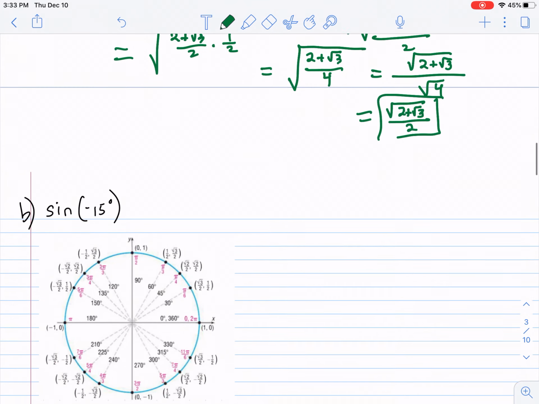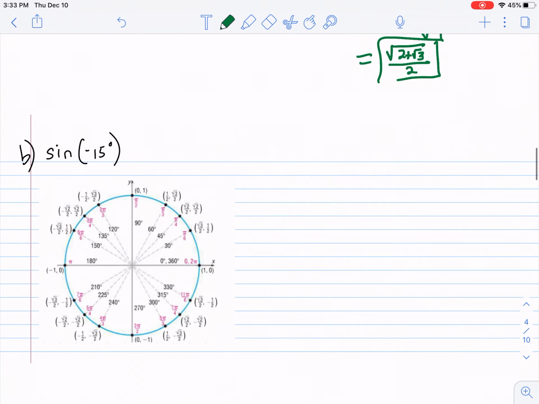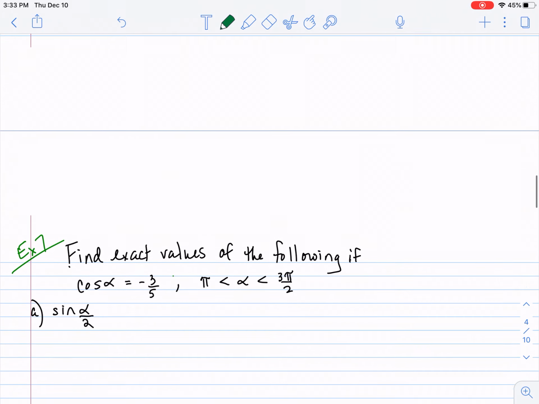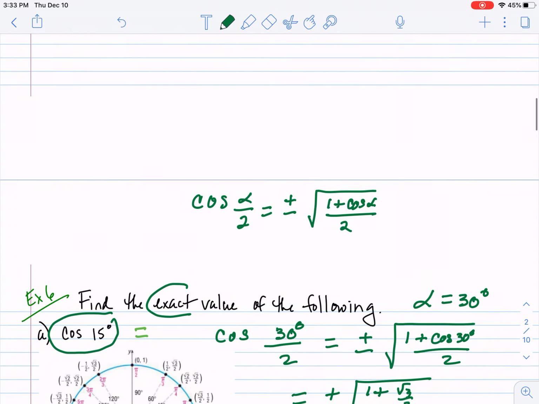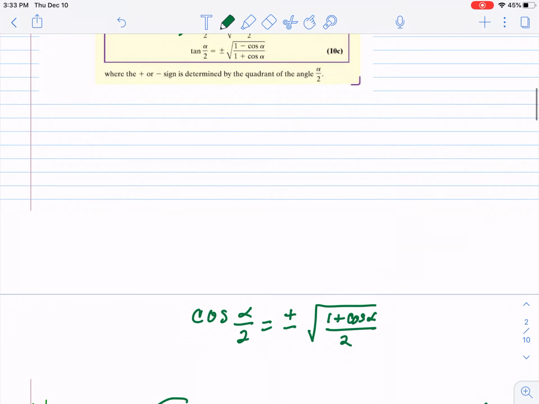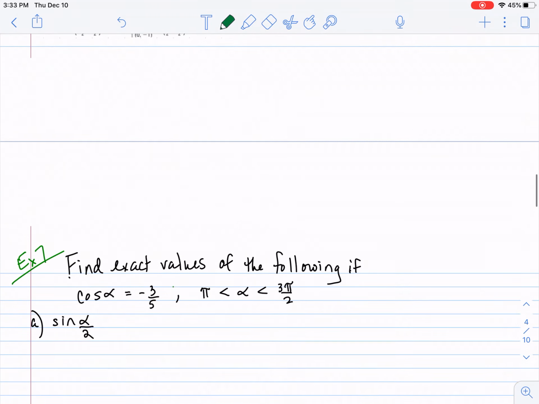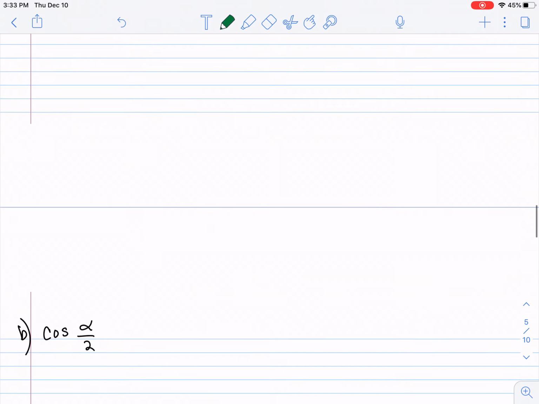Okay? You could try this one, the sine of negative 15 degrees. Just make sure you go ahead and use that formula for sine up here. Okay? All right. Moving on, this is our last example that I want to do here.